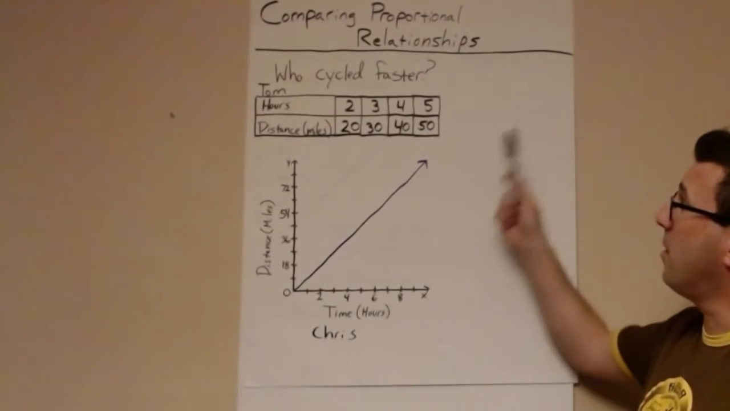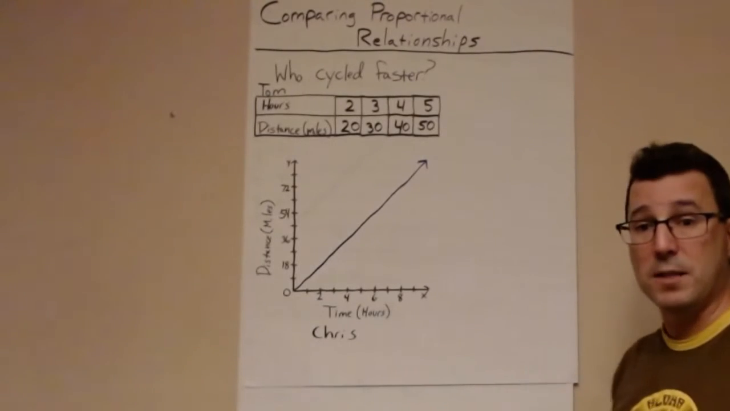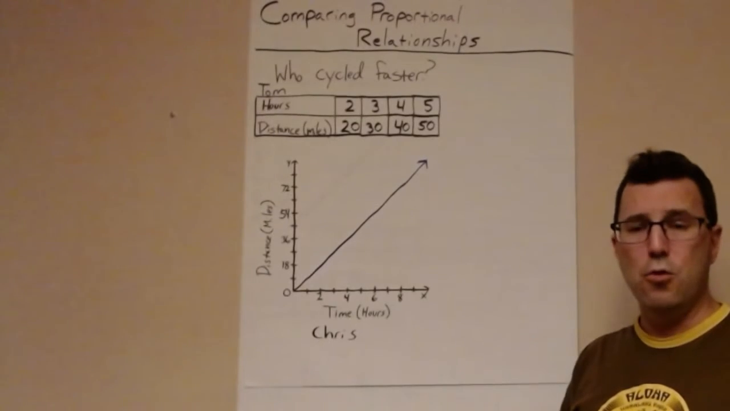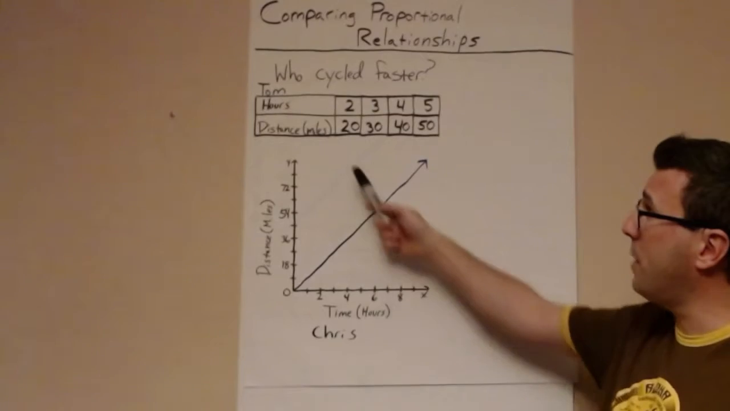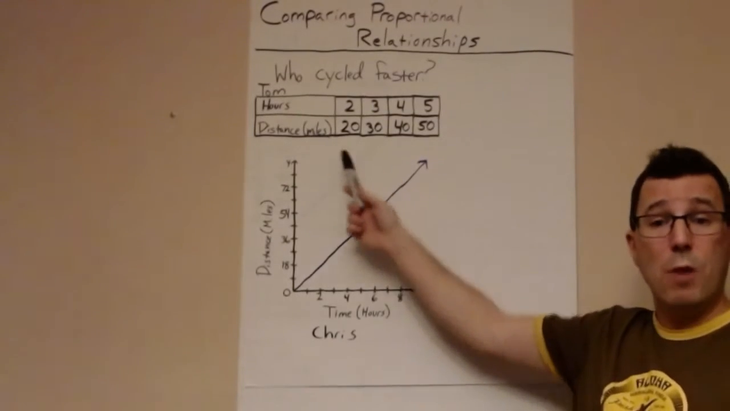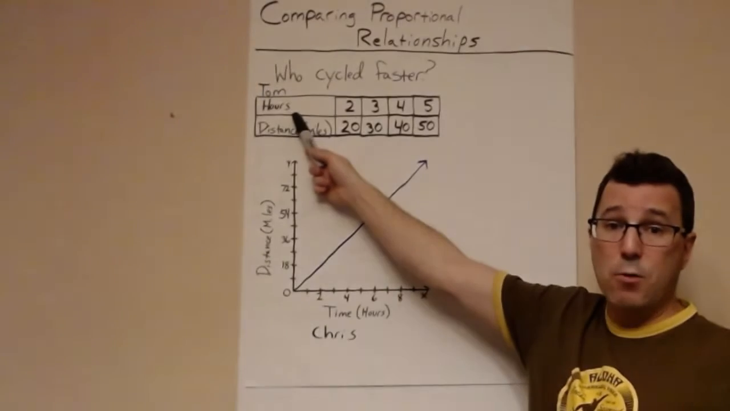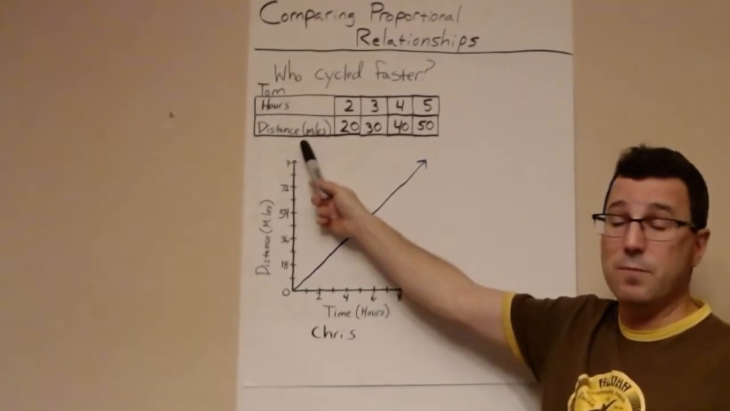So we have two people, Tom and Chris, and they were both bicycling. And what we want to figure out is who cycled faster, who went faster on their bike. So what we have here is this table represents Tom. And we see that the top is the number of hours Tom was riding, and the bottom is his distance in miles.